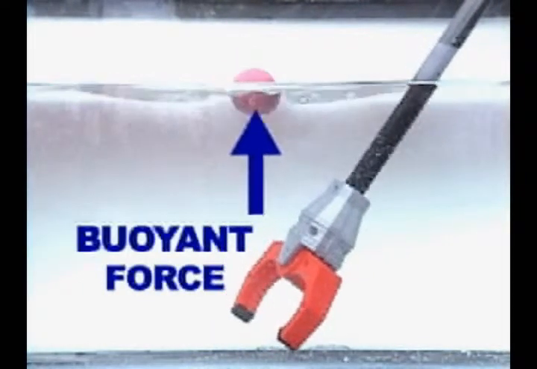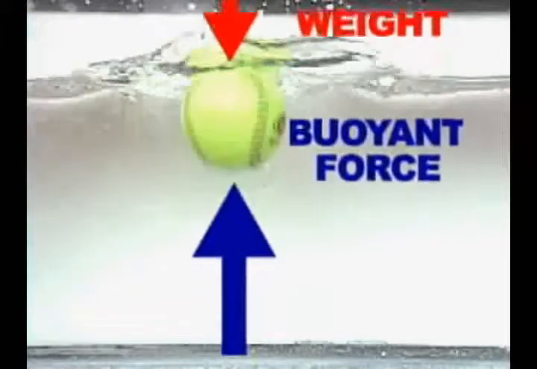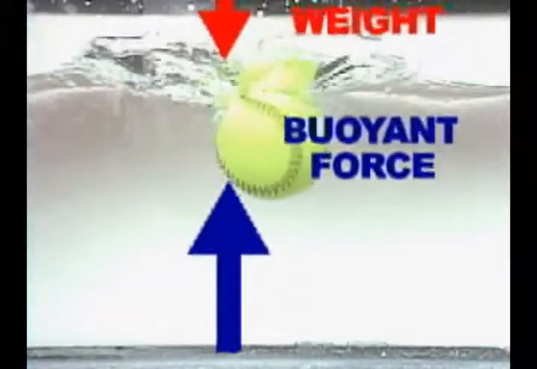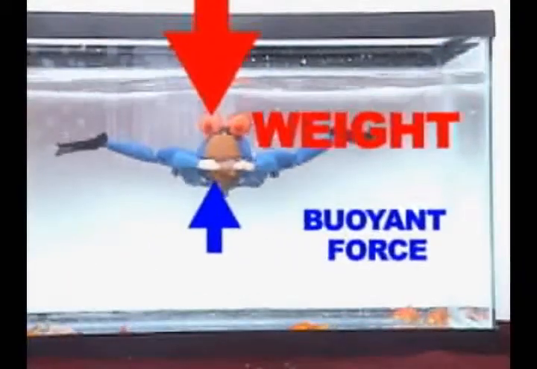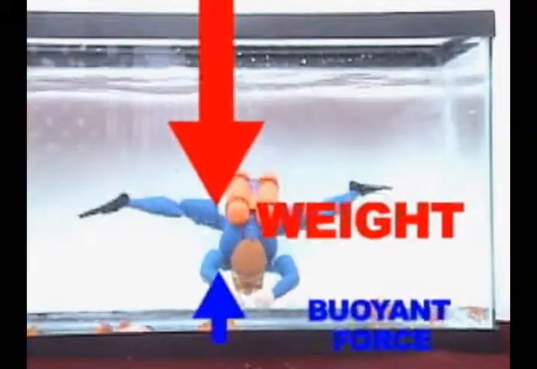When placed in a fluid, an object will either sink or float depending on whether its weight is greater or less than the buoyant force. For example, the weight of the softball is less than the buoyant force. As a result, the ball floats to the surface. Here, the weight of the scuba diver is greater than the buoyant force, so it sinks to the bottom.